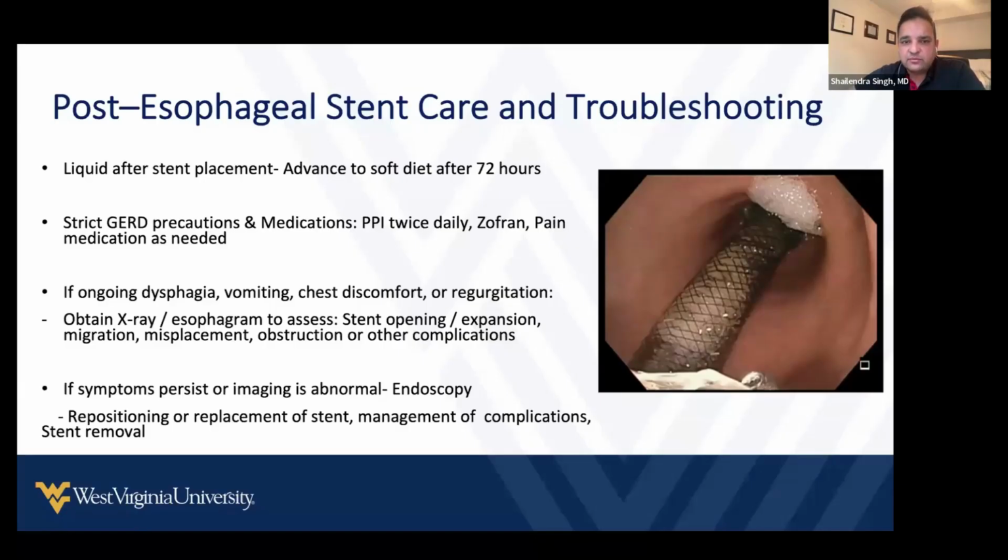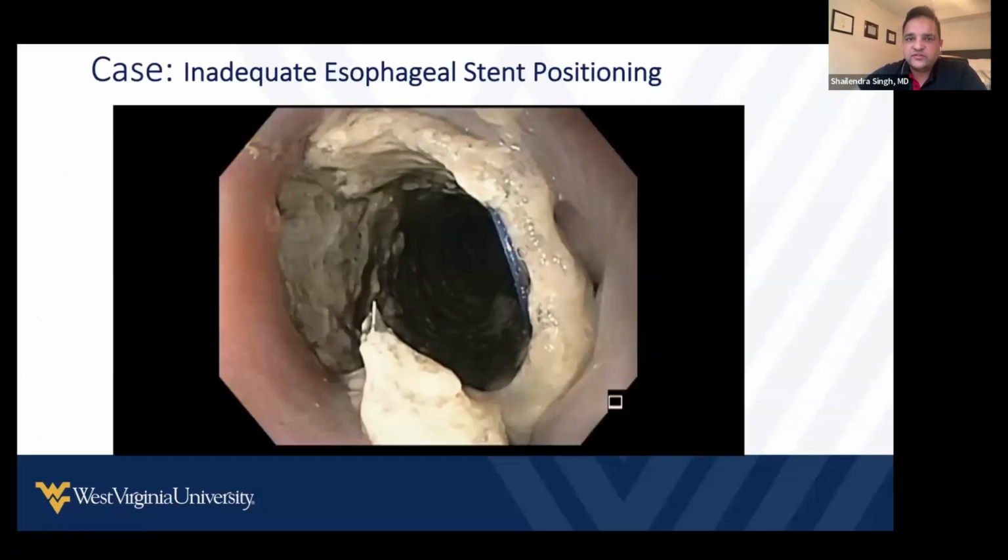We'll put most of them on PPI twice daily. Now, if a day or two later the patient continues to have dysphagia or has other symptoms, then we will get an X-ray or an esophagram to make sure that the stent has opened, has not migrated or misplaced. If the symptoms persist, then we'll perform an endoscopy to assess this.